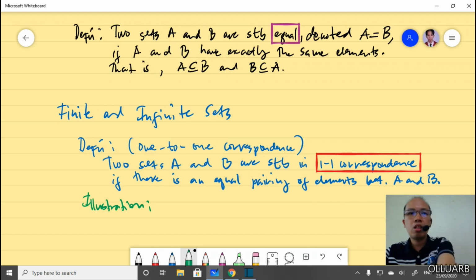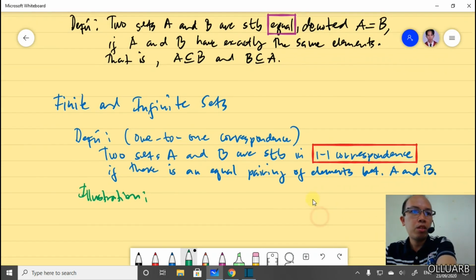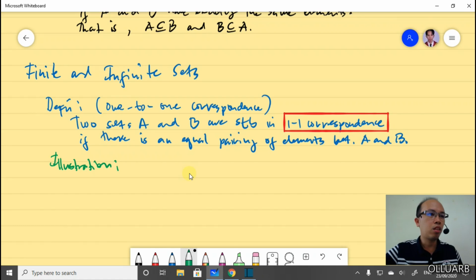So as you can see here, first of all, you are given two sets. Then if you can map or match every element of set A and set B, and all the elements of A are equally paired with the elements of the set B, then set A and B are said to be in one-to-one correspondence.